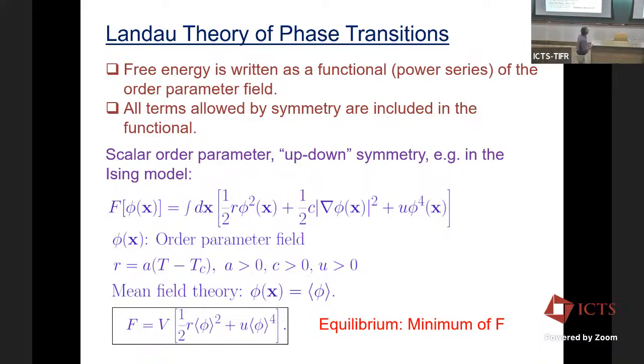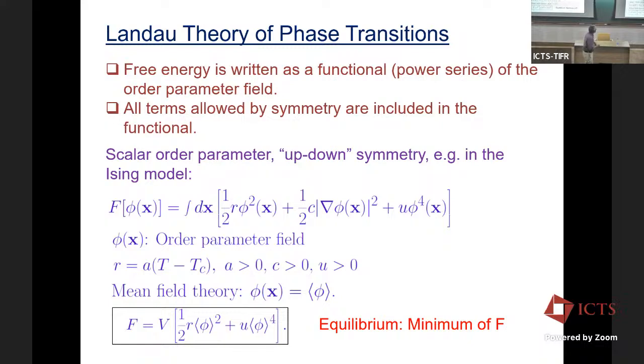And what Landau told us is that the free energy can be written as a functional of this field. And here we are looking at a field which is just a scalar. Talking about, let's say, the Ising model, the order parameter is a scalar. So the field itself is just a number, but the number is now allowed to vary in space. And you are writing the free energy.